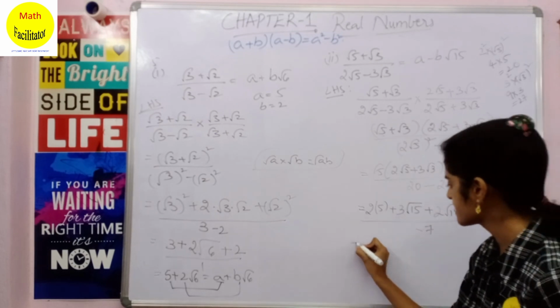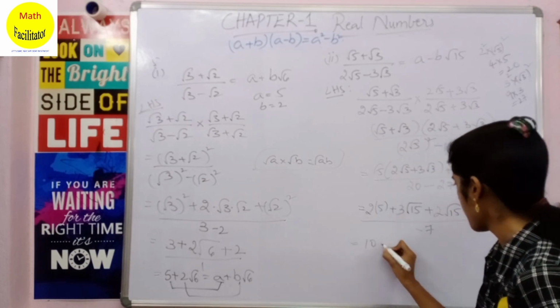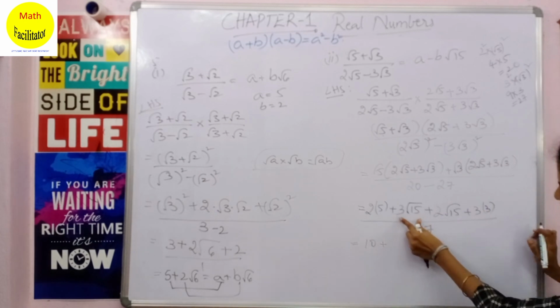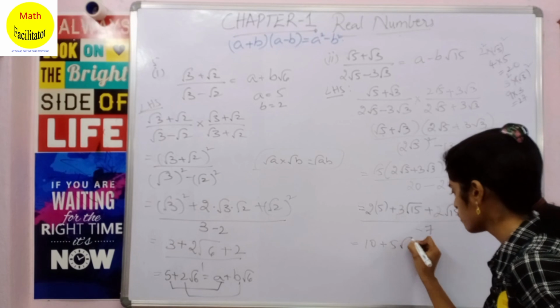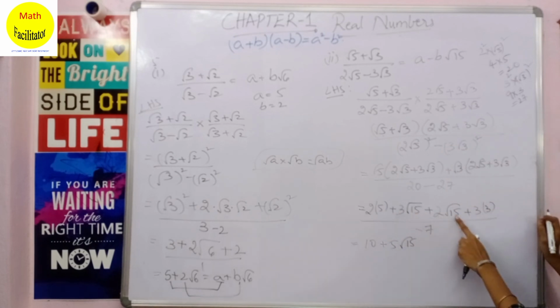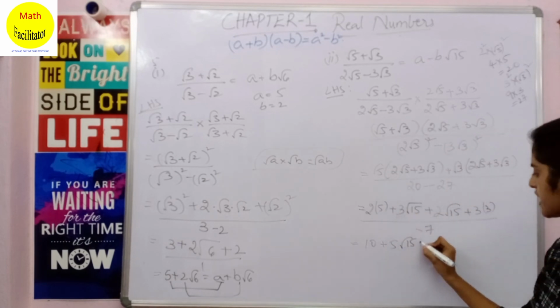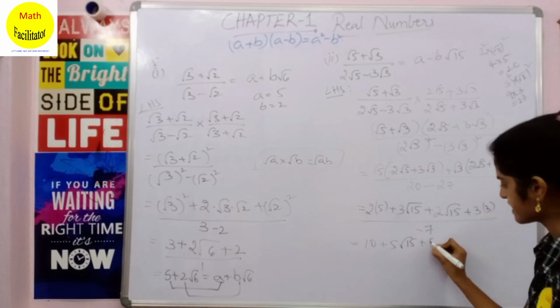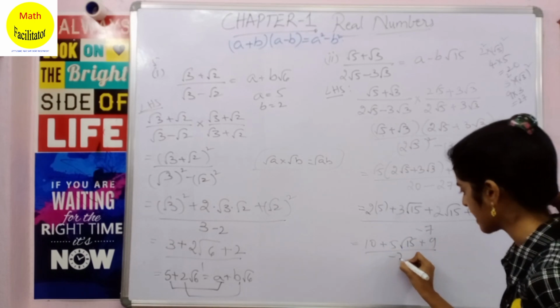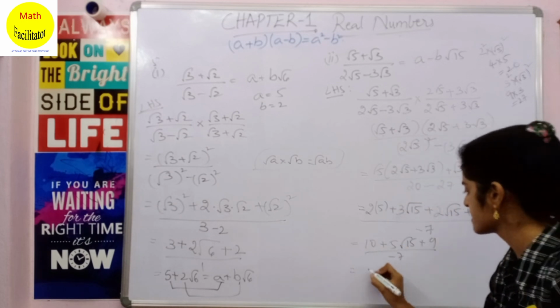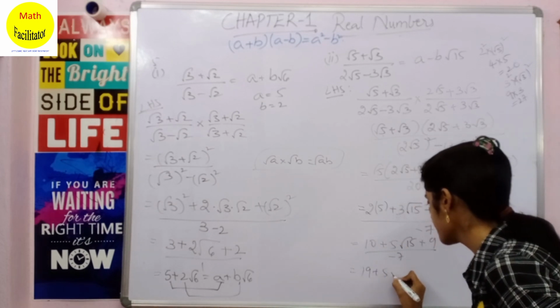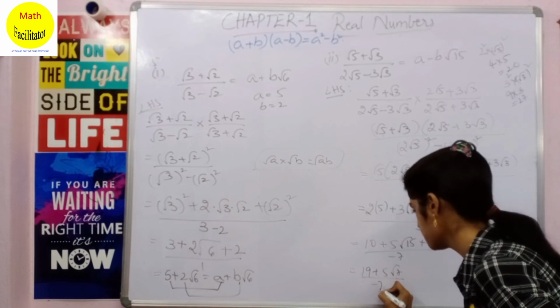So this is nothing but 2 5s are 10 plus, now you have 3 root 15 and 2 root 15. So 3 plus 2 is what? 5 root 15. Since they are like terms, we are adding. And you have plus 3 into 3 is 9, divided by minus 7. So this is nothing but 19 plus 5 root 15 divided by minus 7.